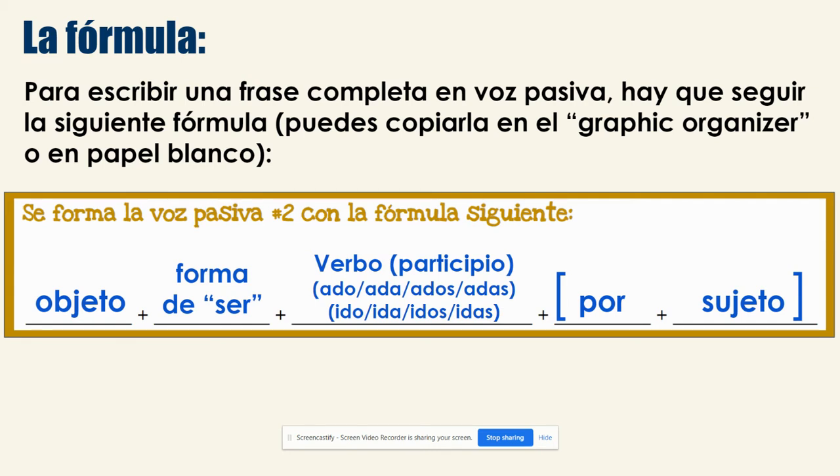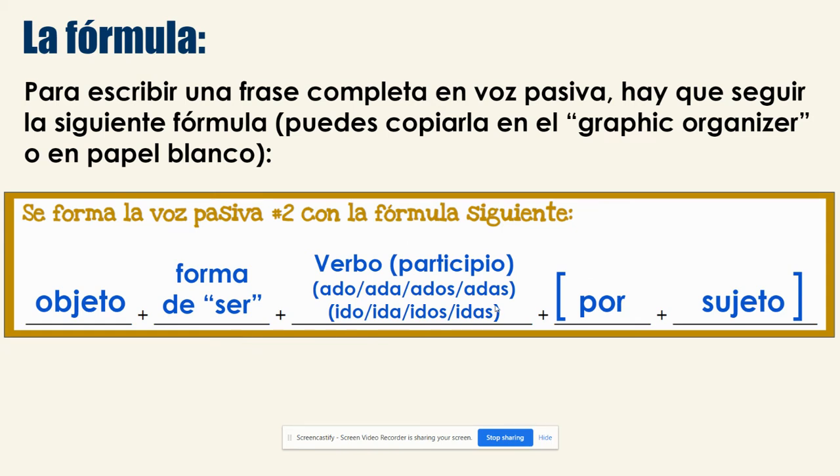So, la fórmula, this is on your graphic organizer, and you hopefully took these notes before you started watching this video, but if not, you can pause the video here and take them now. Para escribir una frase completa en voz pasiva, hay que seguir la siguiente fórmula. So, puedes copiarla en el graphic organizer o en papel blanco. So, you've got all your different parts right here. You're going to start with your objeto, your object. In other words, you're not talking about who's doing the action, you're talking about who or what is affected by the action. Then you're going to use your forma de ser, which, as you know, means to be. So it could be is or was or will be.